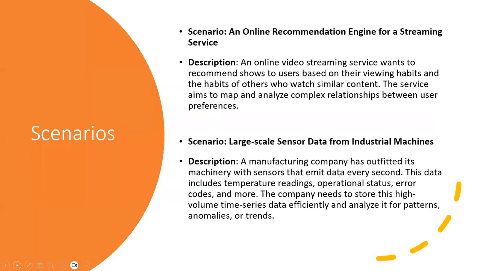Very well, let's go to another scenario then. An online video streaming service wants to recommend shows to users based on their viewing habits and the habits of others who watch similar content. The service aims to map and analyze complex relationships between user preferences. Well, we have read about it. It clearly says recommendation engine. How? Through the relationships. So I'm pretty sure you're thinking what I'm thinking. The graph database.